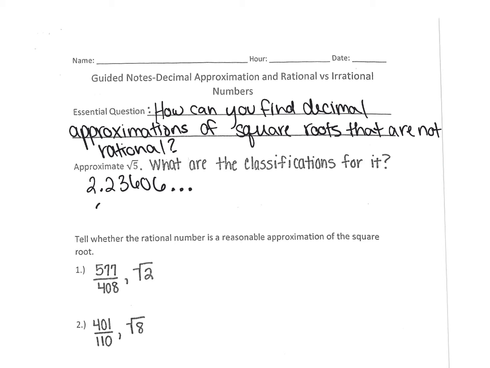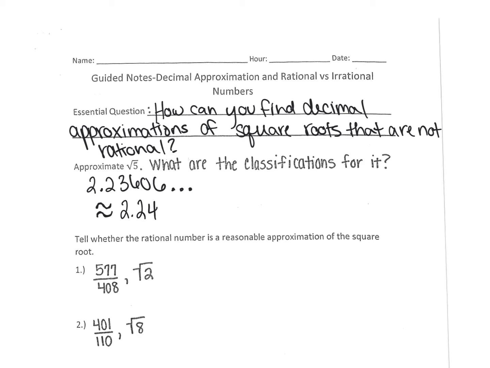So our approximation means our about. You remember our little curvy equal sign? We're going to round it to the nearest hundredth. So we're going to look at the number right after the hundredth, which is the thousandths place. It's a 6. So that 3 here, we're going to round up because it has a 6 after it. And you remember, if it's a 5 or above, we round up. So our number is going to be 2.24.